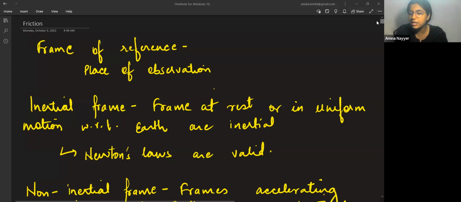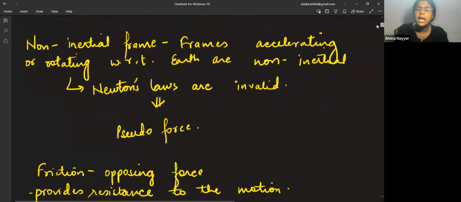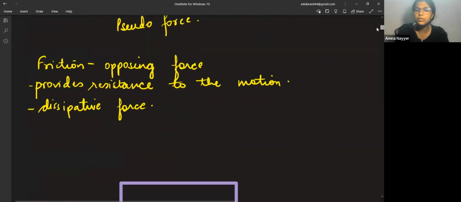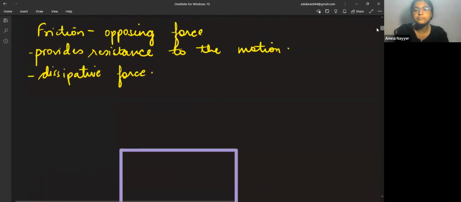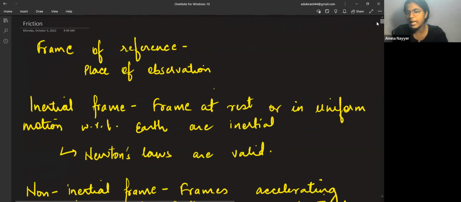So you have inertial frames and non-inertial frames, where Newton's laws are not valid, and you have the concept of pseudo force. All these you can write down later. Or do one thing, write down these two points, then we'll start properly with friction. Note it down.